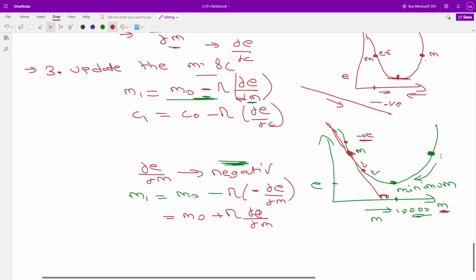In the same way, let's talk about this particular point. Let's take this particular point as an example. If I talk about this point and try to write the approximation line like this, okay, let me write it properly.